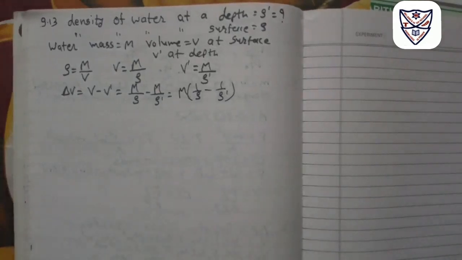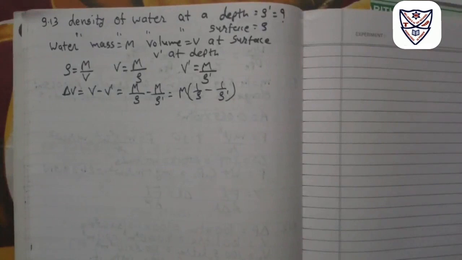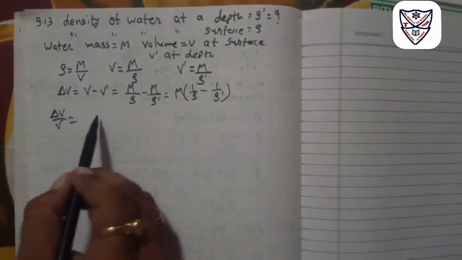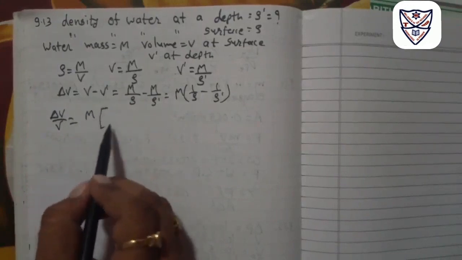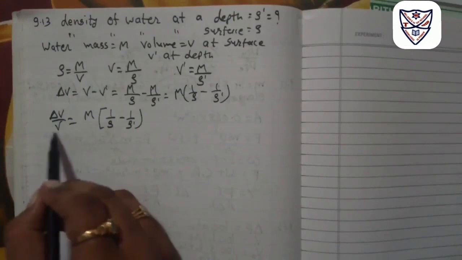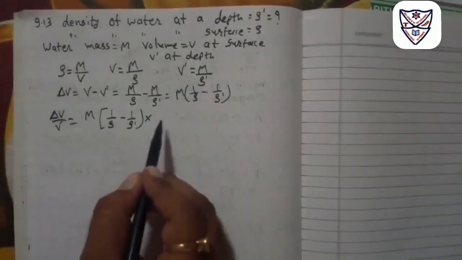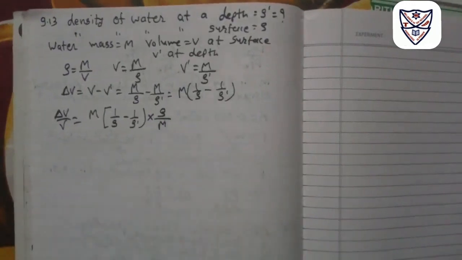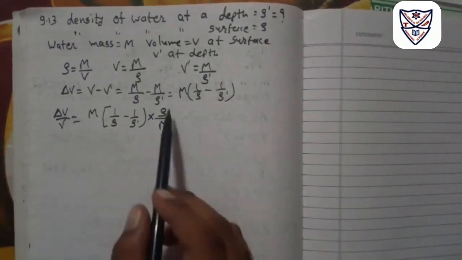Now change in volume means here strain of volume, delta v upon v is equal to m, here bracket 1 upon rho minus 1 upon rho dash, into, for v we have to put the formula, rho upon mass. So v formula is rho upon m.